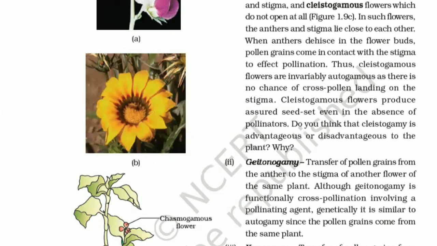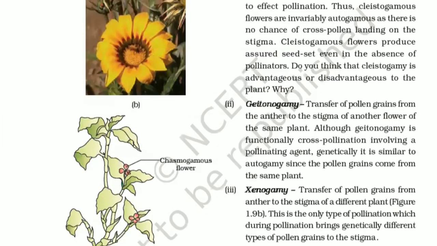When the anthers dehisce in the flower buds, pollen grains come in contact with the stigma to effect pollination. Thus, cleistogamous flowers are invariably autogamous as there is no chance of cross pollen landing on the stigma. Cleistogamous flowers produce assured seed set even in the absence of pollinators. Do you think that cleistogamy is advantageous or disadvantageous to the plants?